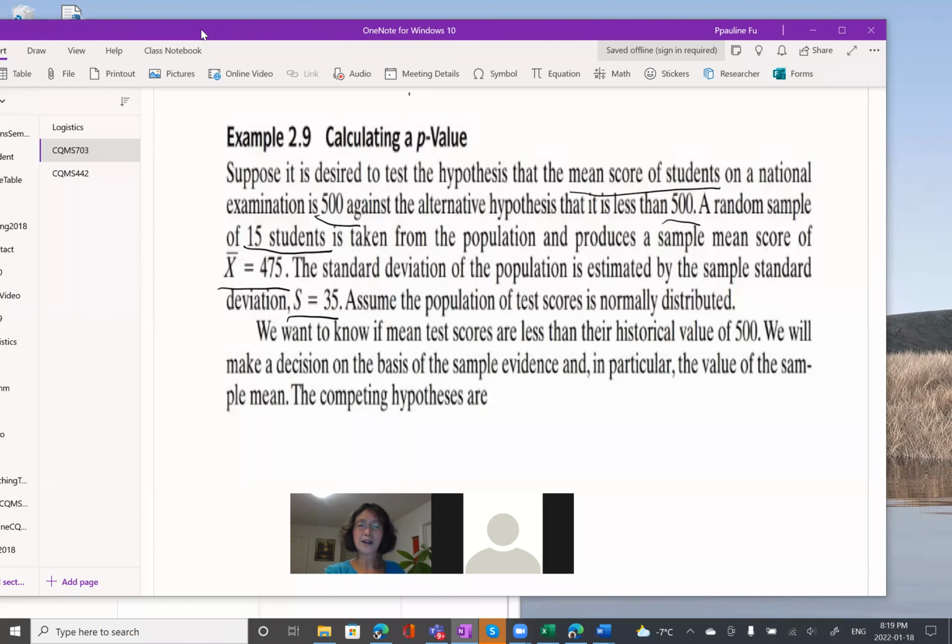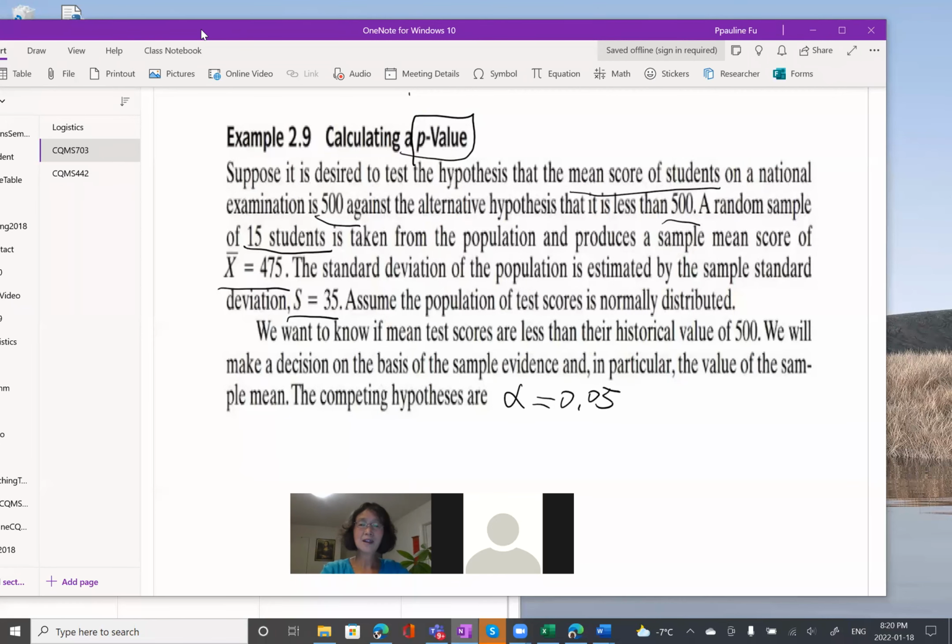So what are we asked to do here? We are asked to calculate the p-value. Once we have this p-value, we compare it with alpha. Alpha is the level of significance. Usually, alpha is 0.05. Other popular values for alpha are 0.01 or 0.1, but most often alpha is 0.05.